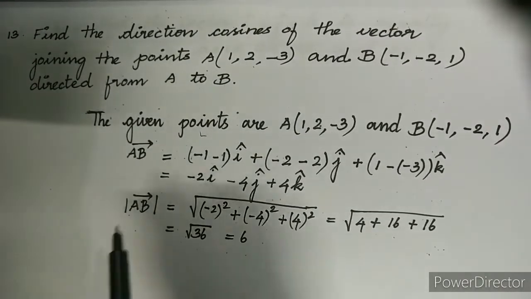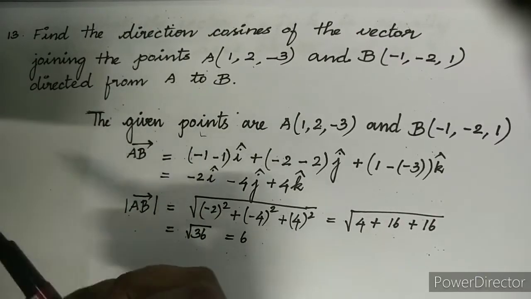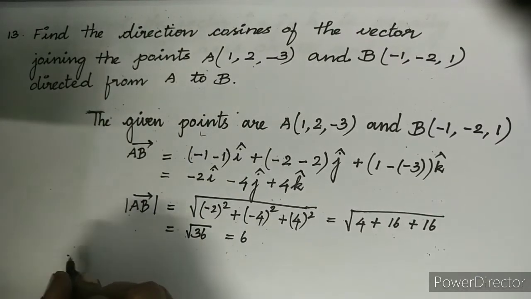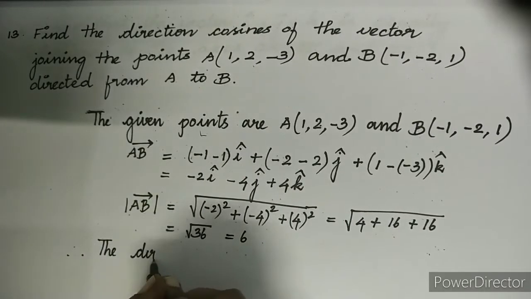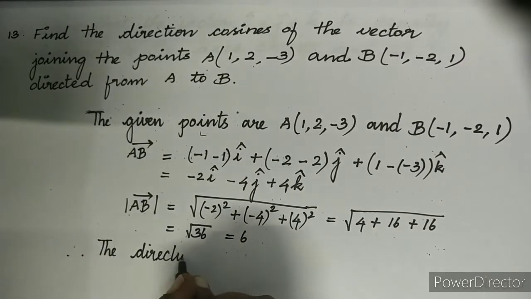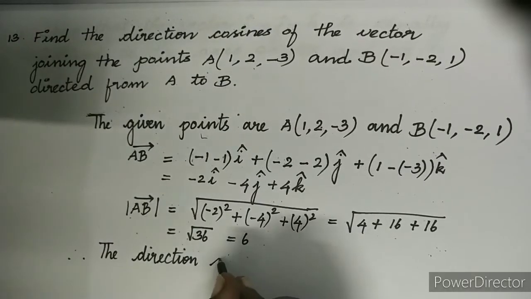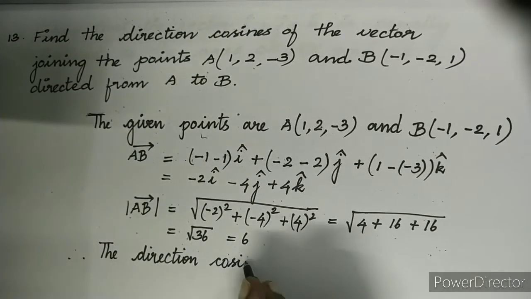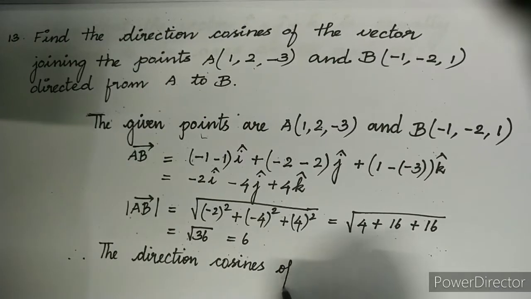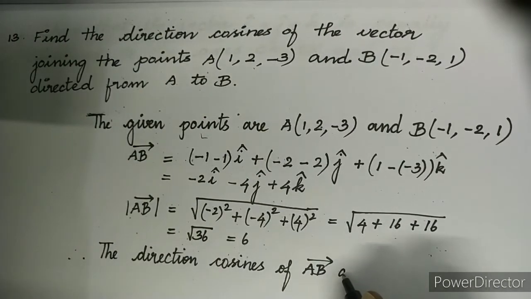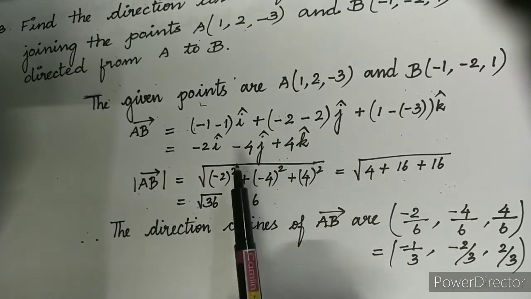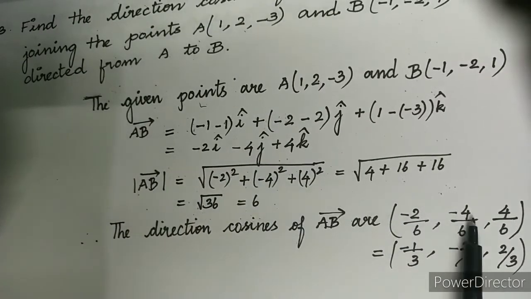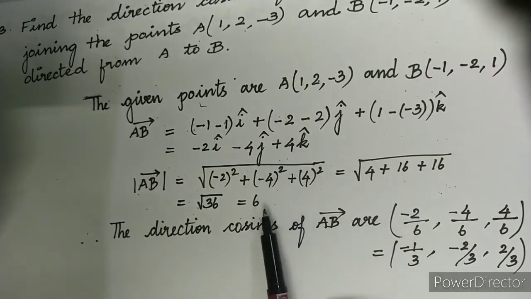Now we'll write the direction cosines of AB vector. Therefore, the direction cosines of AB vector are minus 2 by 6, comma, minus 4 by 6, comma, 4 by 6.